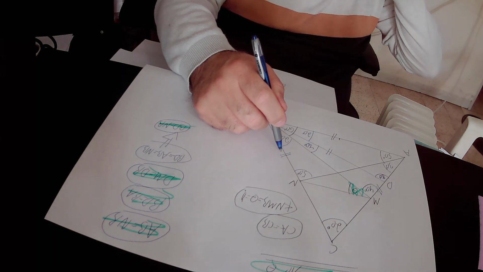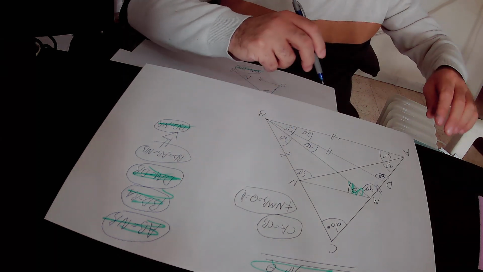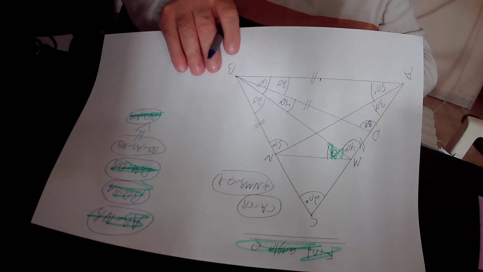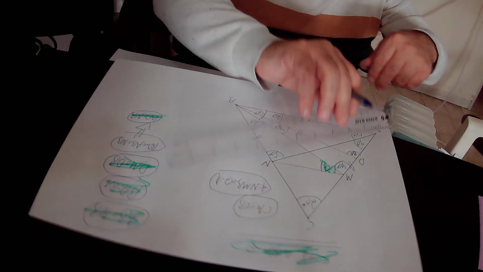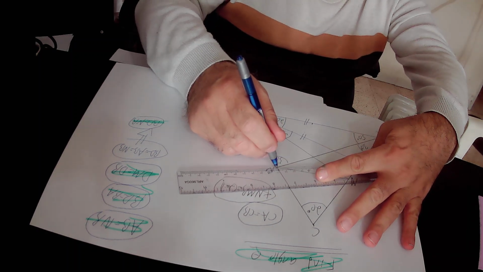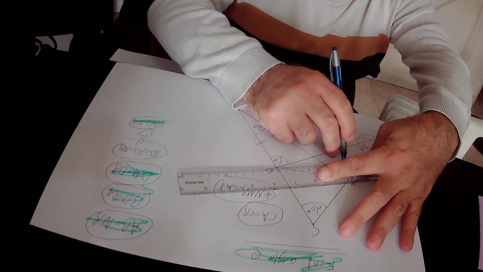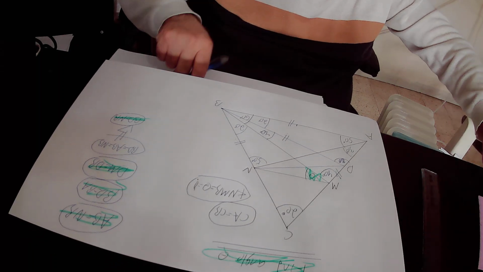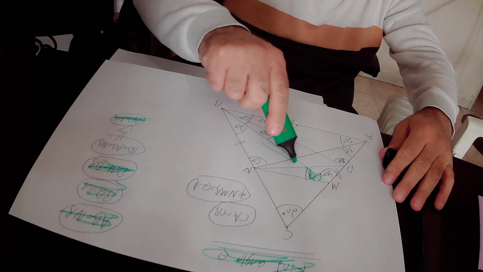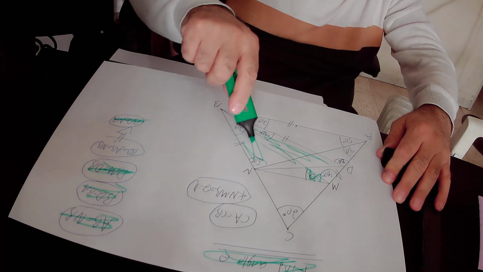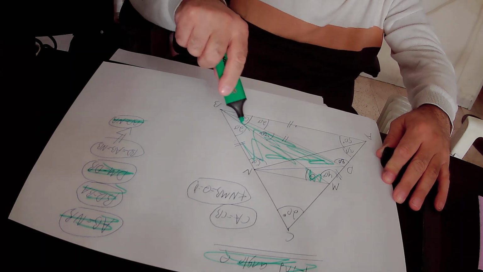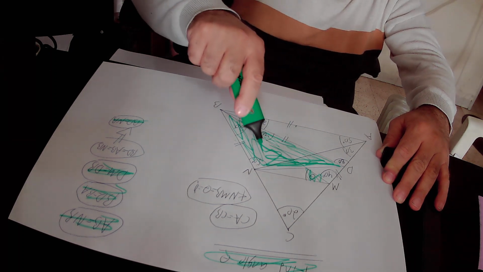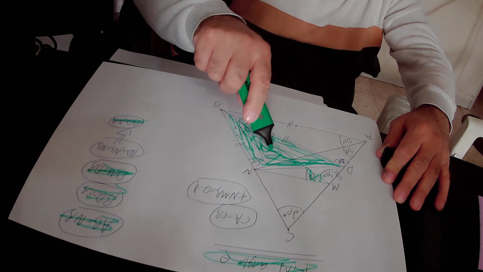In the next step, we'll join points D and N together by a straight line, and we'll focus on triangle DNB, the green triangle. I've copied the green triangle DNB onto a new page, and we will analyze it.